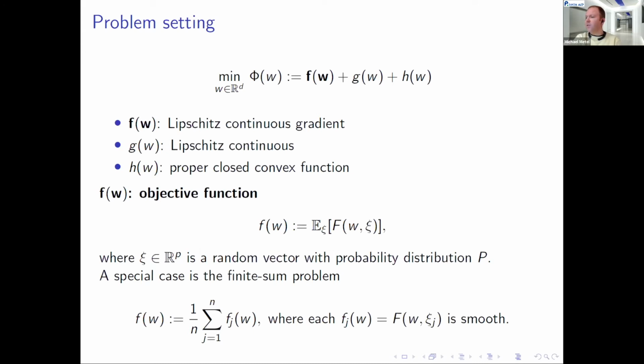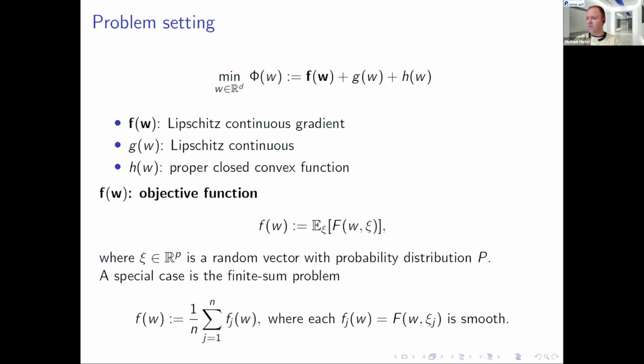In addition, we assume this function f takes the form of an expectation of a stochastic function capital F, where C is a random variable that we can sample from easily. And we mostly work in this more general setting, but probably a more familiar setting would be a finite sum problem, where we have, let's say, n sample points.